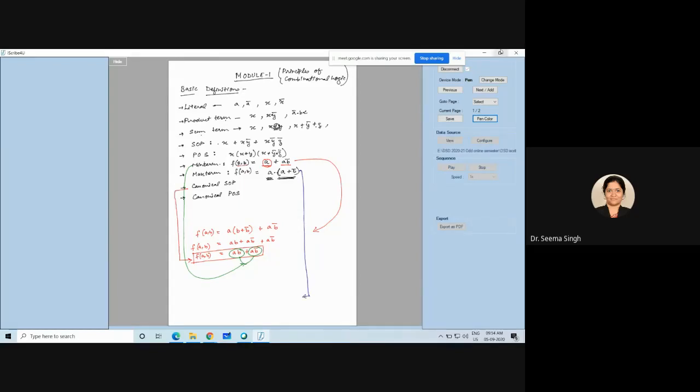Check here. What is happening? I will write f of AB. So what I should do? Again, you should remember your Boolean algebra. In Boolean algebra, if you remember, B ANDed with B bar is 0, right? B ANDed with B bar is 0. And 0 ORed with A will be A only, right? 0 ORed with A will be A only.